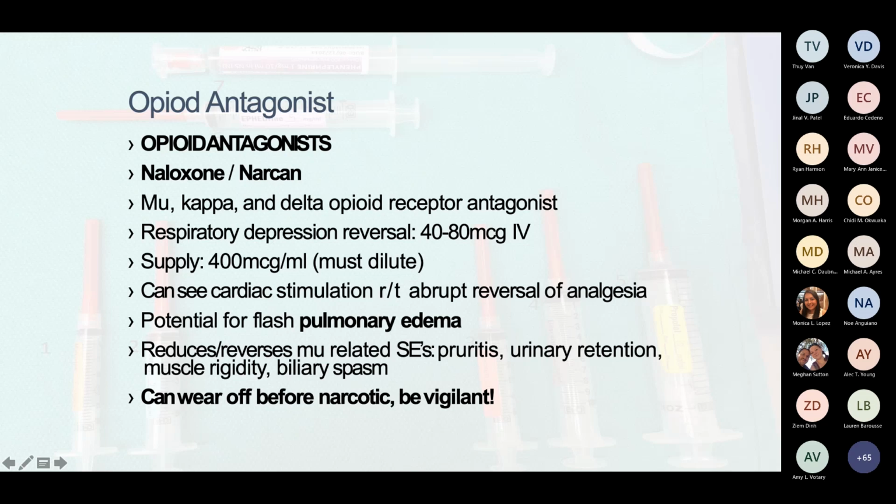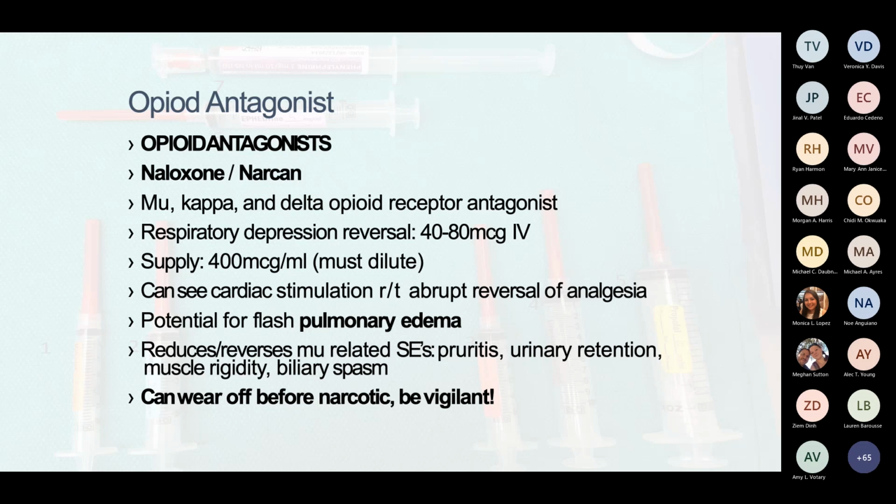All right, so moving on to opioid antagonists. The most common one we use is naloxone or Narcan. And generally when we give it, it's going to be in a very low dosage. It's usually supplied to us as 400 micrograms or 0.4 milligrams in a 1 ml vial. And we usually dilute that to 10 mLs. So you've got 40 mics per ml.